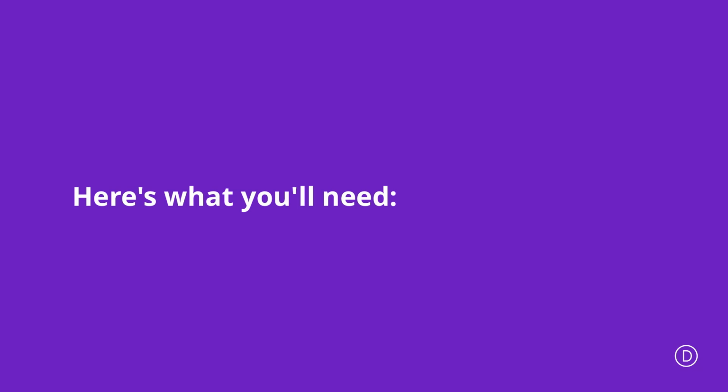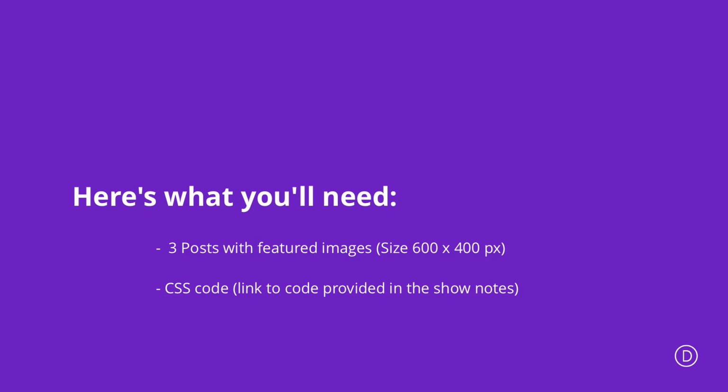Before we get started, we're going to need a lot of CSS code that we're going to use to customize our post slider. So all this CSS code that we're going to use throughout this tutorial can be found in the post that I'll link in the show notes below. So without wasting a lot of time, let's dive in and let's get started.